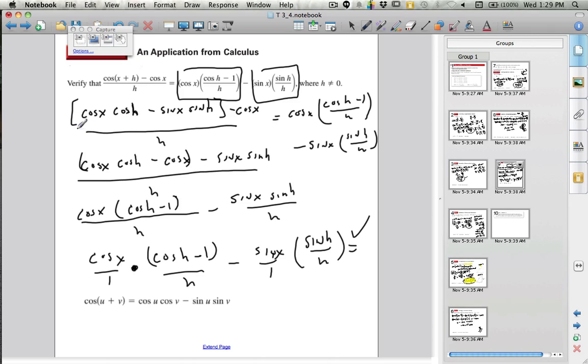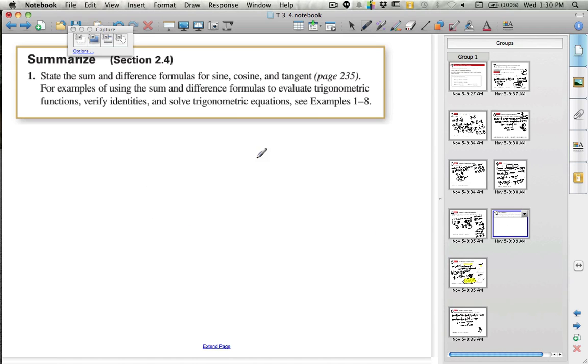A little complicated. It was important to realize that if I move this over and factor it out, I could get to where I wanted to go. I used, of course, the right side of the equation as a guide for what I wanted to do to the left side of the equation, and we used the sum formula to get us started. That's it for this section. What we did is we worked through the sum and difference formulas for sine, cosine, and tangent. We used examples to evaluate trig functions, we verified identities, and we solved trigonometric equations.